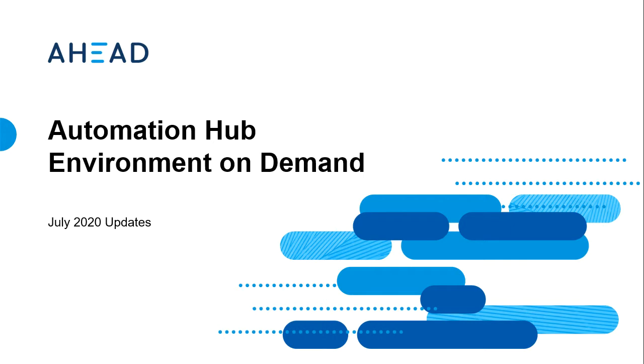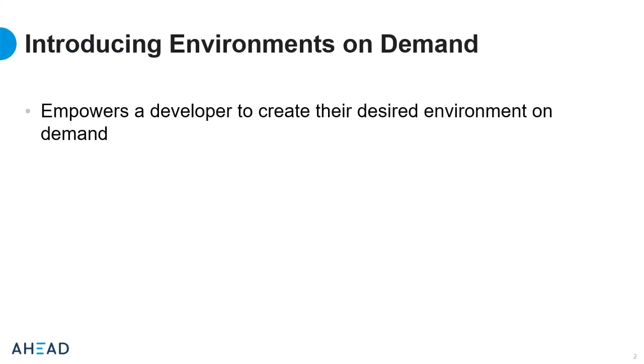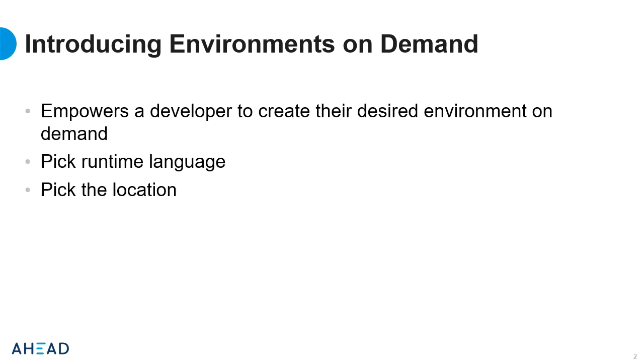Today we're going to talk about Automation Hub and specifically Environment on Demand. Environment on Demand is a strategy that we've created here at Ahead to efficiently allow your developers to create environments so that they can focus on the code rather than the back-end resources. This includes the infrastructure, the service accounts, and the credentials. All that the developer needs to do is pick their runtime language, select the location that they want to deploy to. Everything will be set up on the back end.